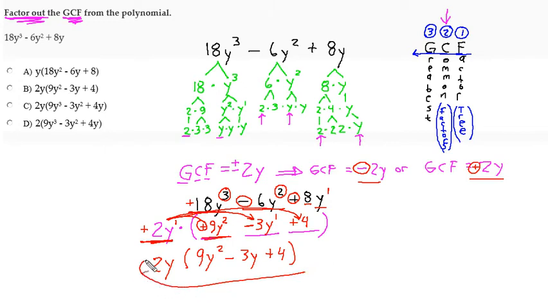Then we'll go up to our answer choices and see if we can identify this answer. 2y, many of the answer choices look similar, but it appears that B is the correct answer choice because it looks like it has all the proper components. 2y, I'm just checking it, 9y squared minus 3y plus 4.